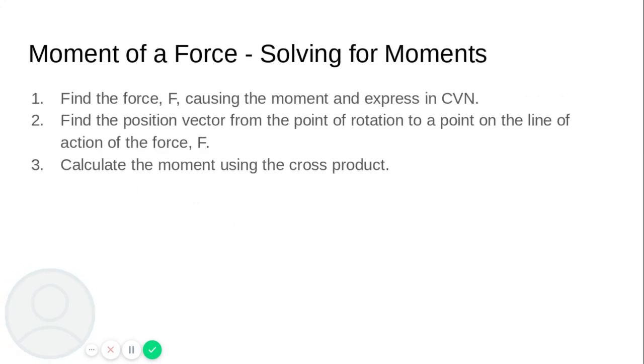Solving for moments: first you want to find the force, F, which is causing the moment, and express it in Cartesian vector notation. Then we want to find the position vector from the point of rotation to a point on the line of action of the force. And finally, we want to calculate the moment using the cross product.